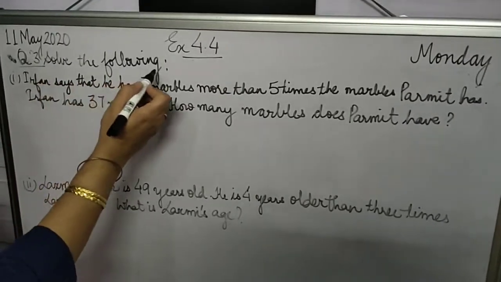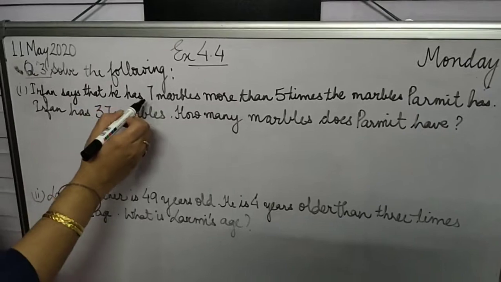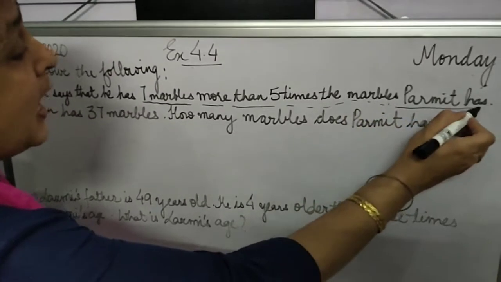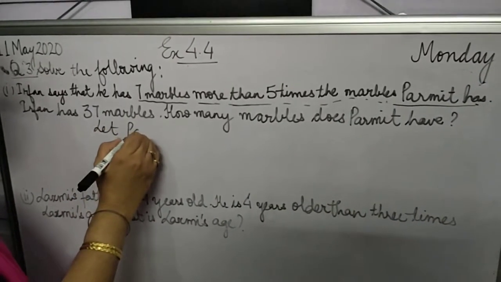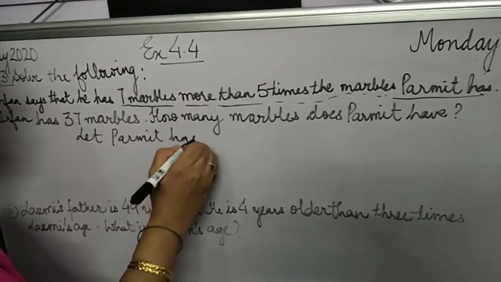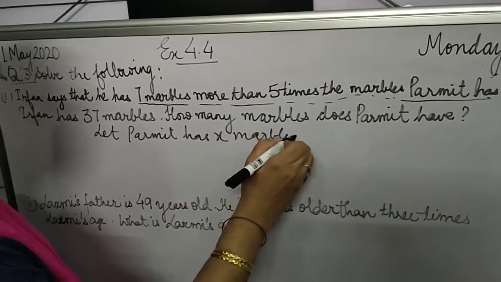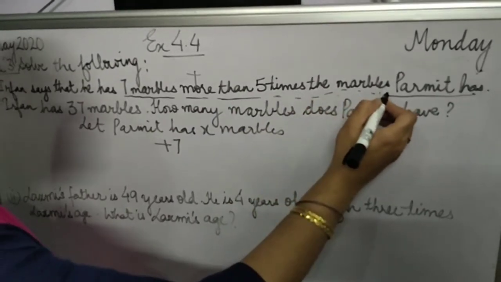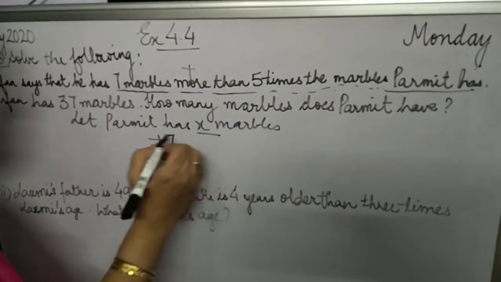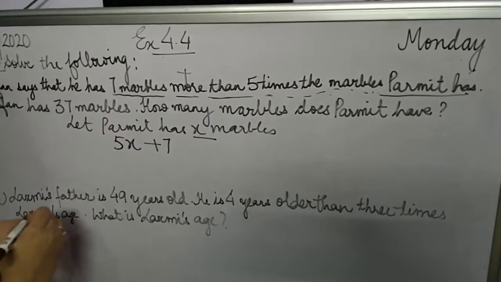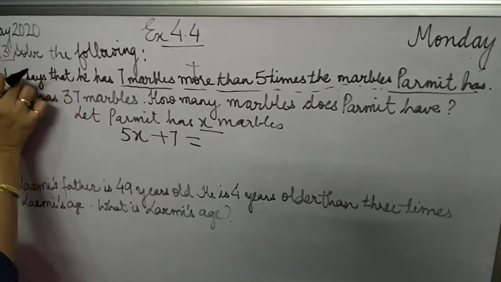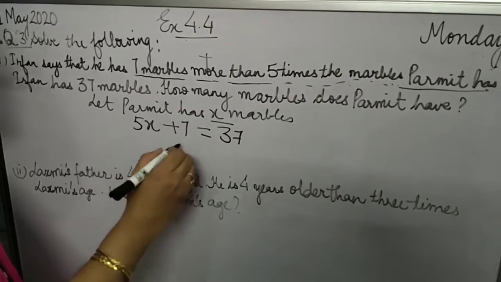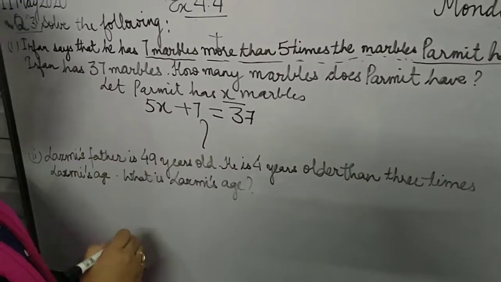Question number 3, solve the following. Irfan says that he has 7 marbles more than 5 times the marbles Parmeet has. Let Parmeet have x marbles. Now 7 marbles more means plus 7, and 5 times the marbles Parmeet has, and Parmeet has x marbles, so 5 times that would be 5x. Now these are the marbles of Irfan, and Irfan has 37 marbles, that means 5x plus 7 is equal to 37. Now you will solve this equation yourself.